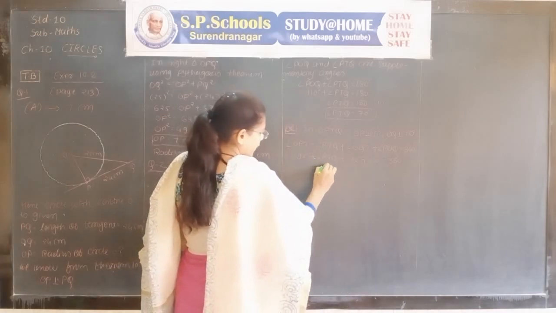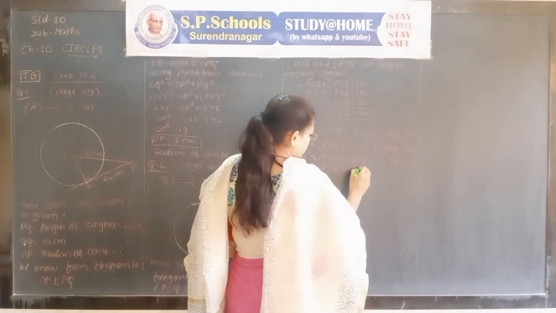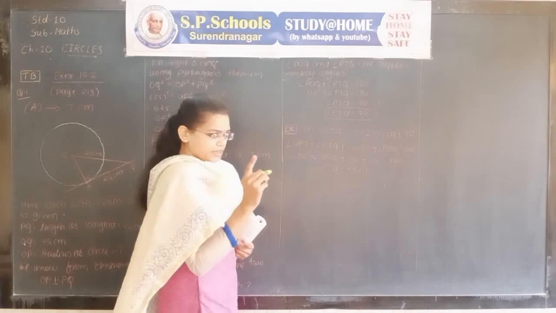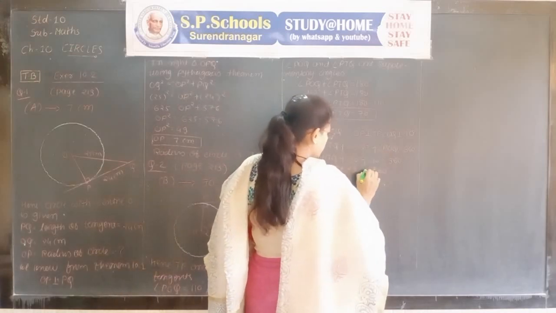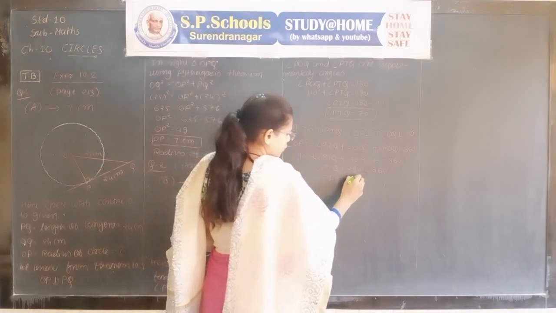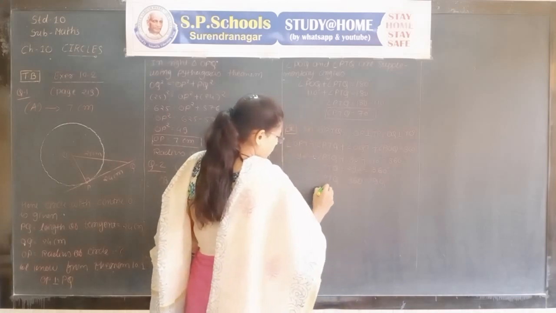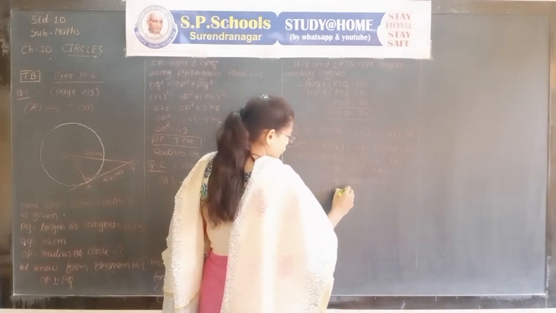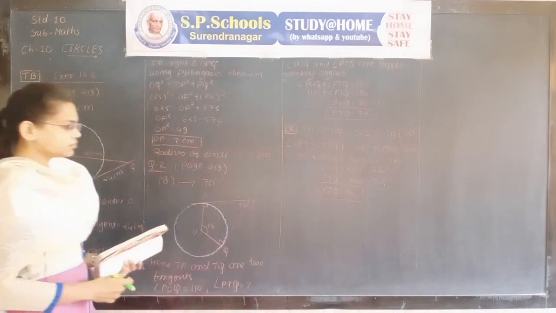That's why angle PTQ plus 290, which is the addition of 90 and 110, is equal to 360. That's why angle PTQ is equal to 360 minus 290. Therefore angle PTQ is equal to 70 degrees, which is another method to solve this sum.